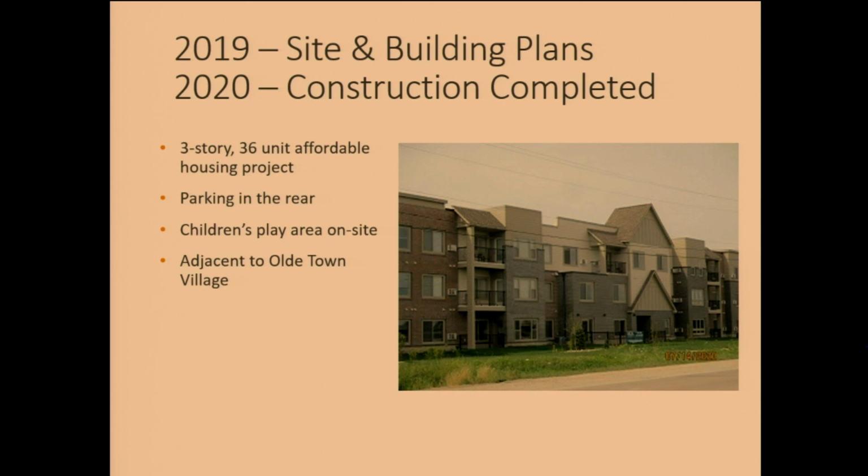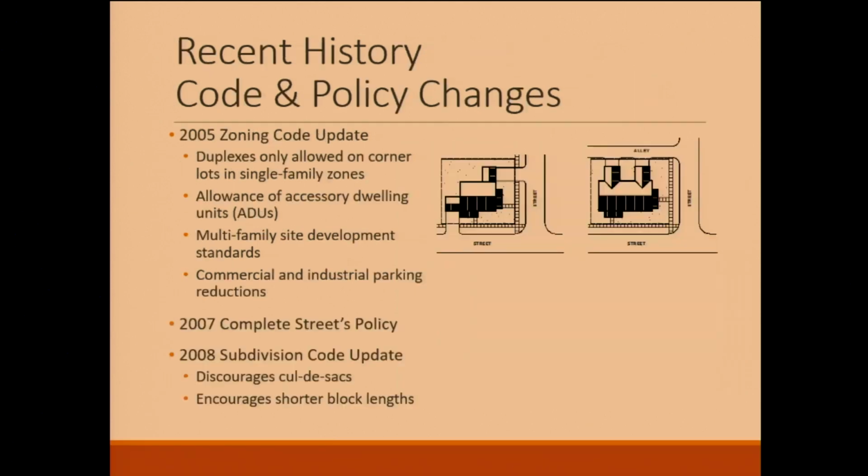2020, the construction was completed, and you may have seen this project. It's a 3-story, 36-unit affordable housing project. There's parking in the back and a children's play area on site, and again, it's just adjacent to Old Town Village. So you can see from beginning to end, it's a several-year process.